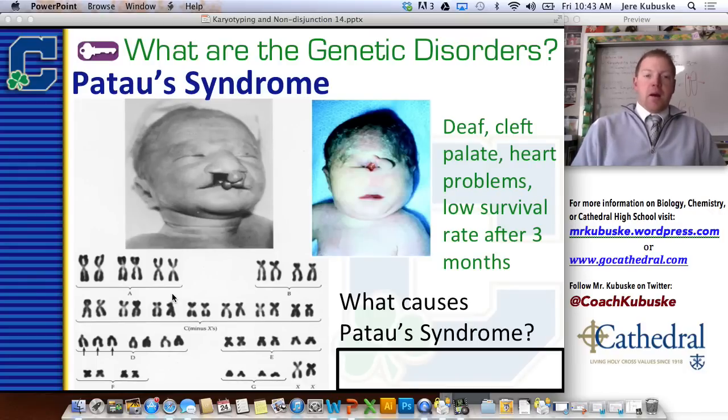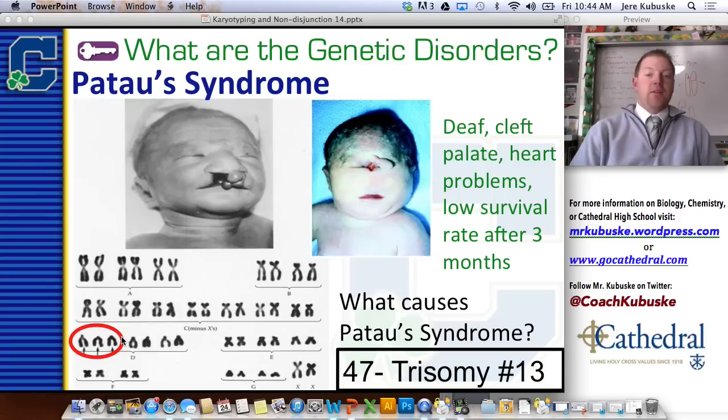Obviously, this is a pretty severe disorder. Deaf, cleft palate, heart problems, low survival rate. What actually causes it is right here. There's a trisomy at number, and all you have to do is count 1, 2, 3, 4, 5, 6, 7, 8, 9, 10, 11, 12, 13. So trisomy 13, so they have 47 chromosomes.